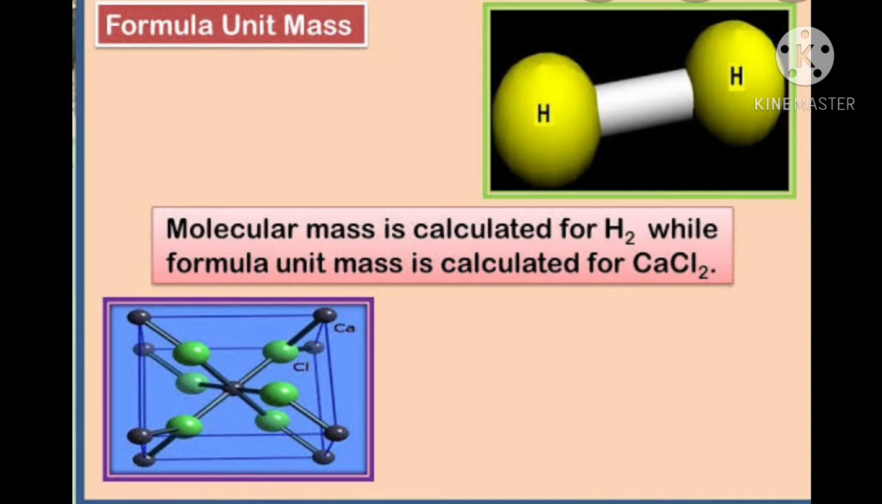Here you can see the picture, formula unit mass and molecular mass. Two molecules of hydrogen are present. So we will calculate only for the molecules of hydrogen. Now here CaCl2 means calcium chloride is present. So we will calculate the mass of the whole CaCl2 compound. So this is the main difference, but the calculation process will remain the same.